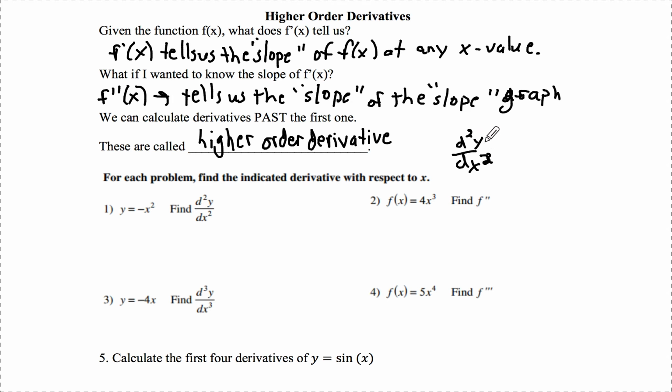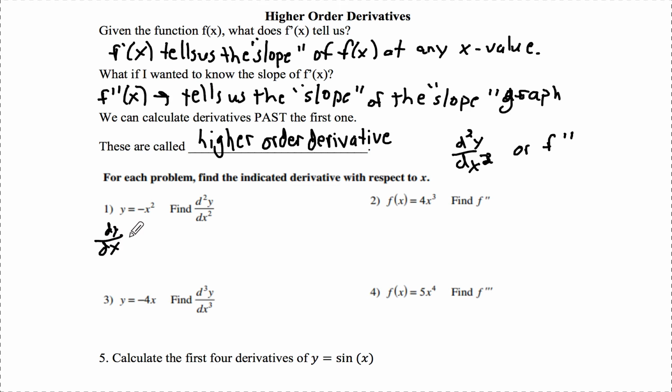This means the second derivative of y with respect to x, and we've done it with respect to x twice, so that's why the 2 is up there. Or the other notation we'll see is f double prime like that. All right, so I'm going to do the first one, then we'll have you do the other ones. Let's find the indicated derivative for this problem. We want to find the second derivative of y, and we want to write it out with the proper notation.